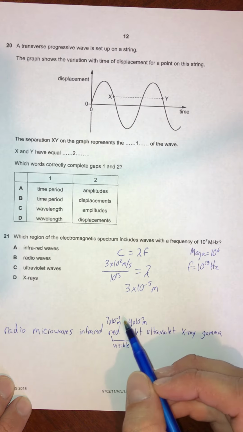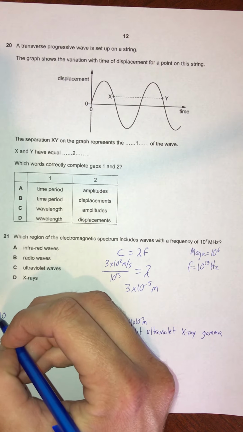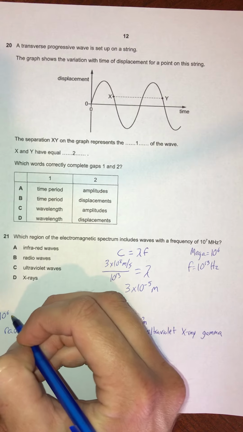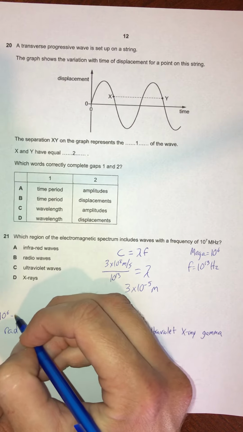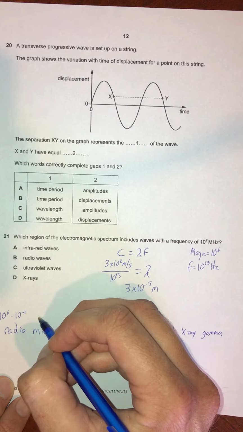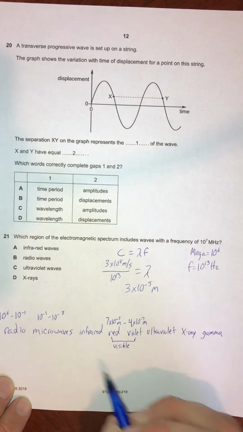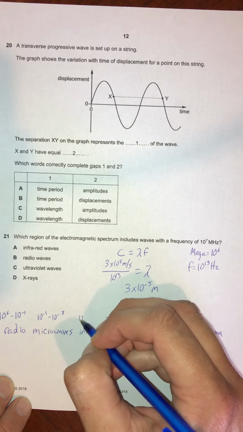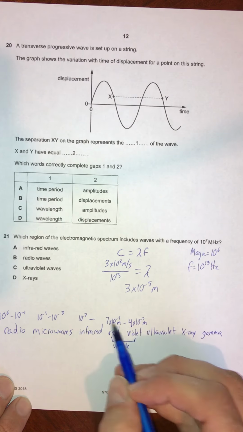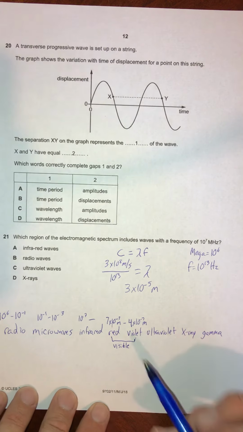So radio waves go from anything greater than 1,000,000 down to 10 to the negative 1. Microwaves have a wavelength from 10 to the negative 1 to 10 to the negative 3. And infrared goes from 10 to the negative 3 all the way up to red there, right? So infrared is a little bit longer wavelength than red.